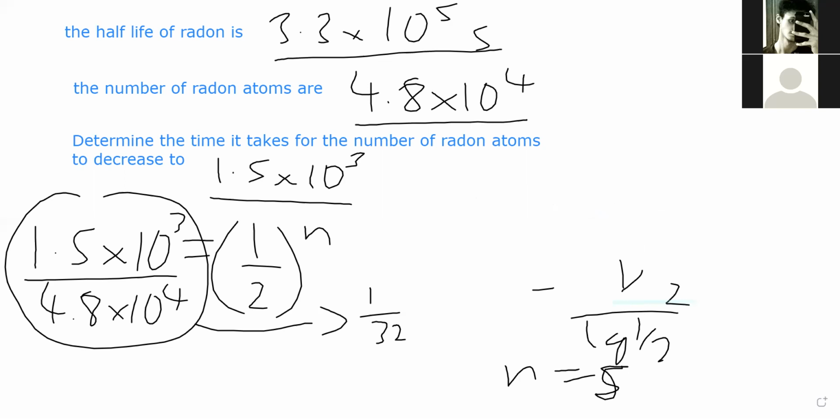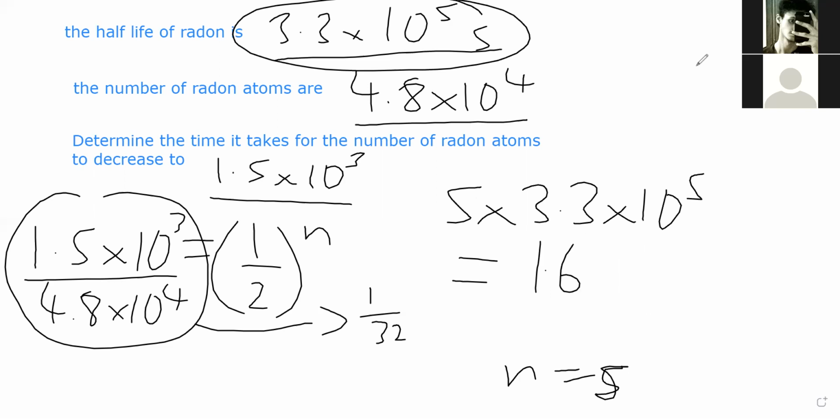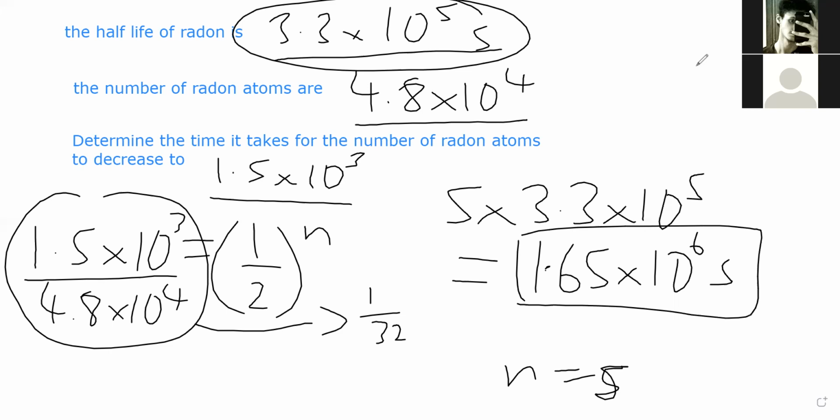The time for one half-life is given as 3.3 into 10 to the power 5 seconds. Now 5 into 3.3 into 10 to the power 5 is equal to 1.65 into 10 to the power 6 seconds. So this is the answer. That's it for half-life.